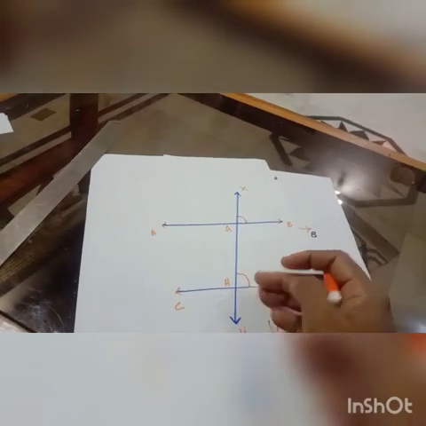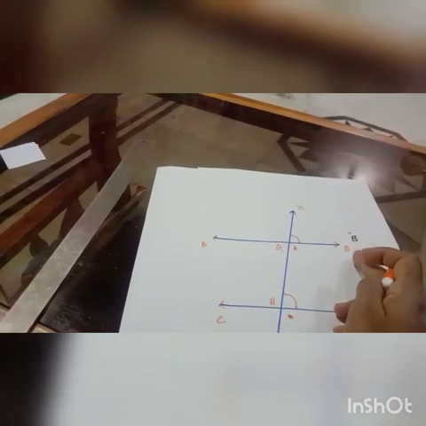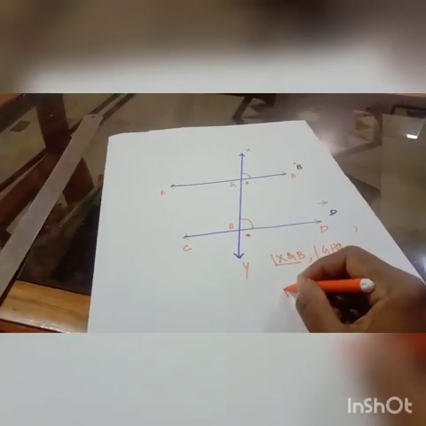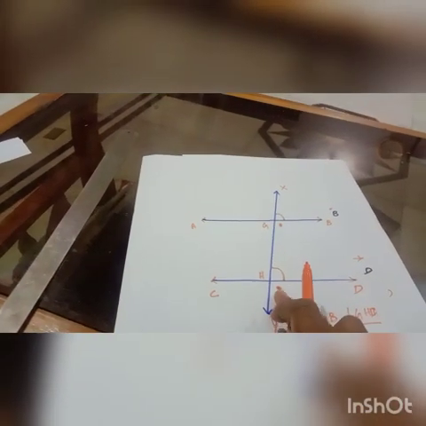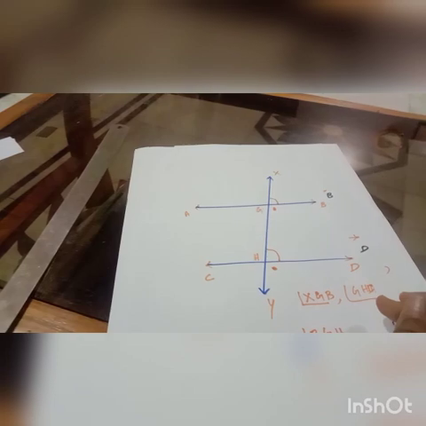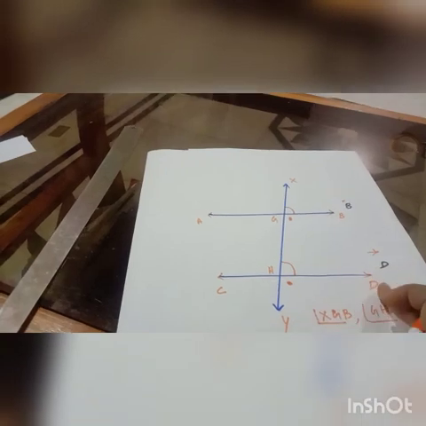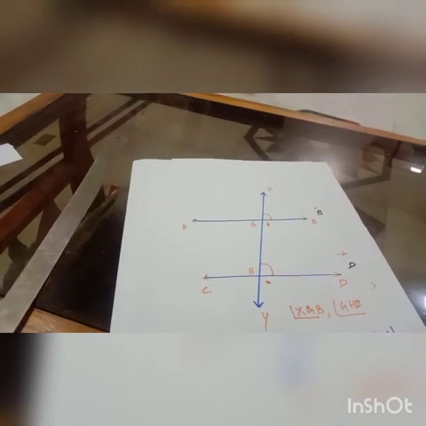Above is a corresponding angle pair, and below also a corresponding angle pair is there. So how can I write? At C, G only it is formed. How can I write? BGH. BGH is corresponding to this angle. How can I write? You say. DHY. These two are corresponding angles on the right side.